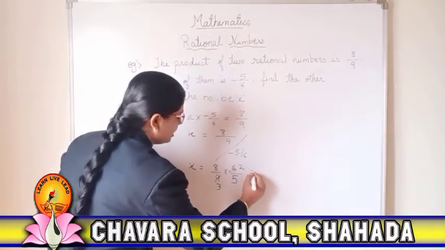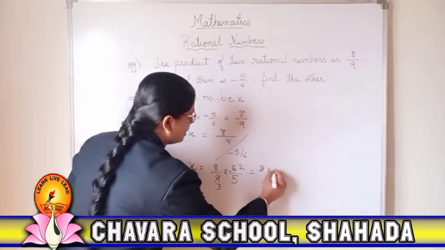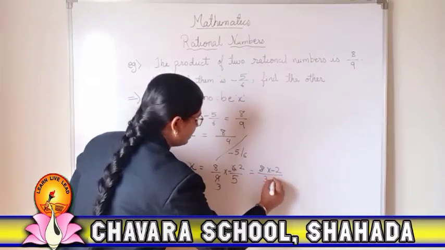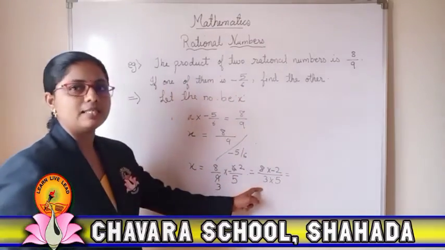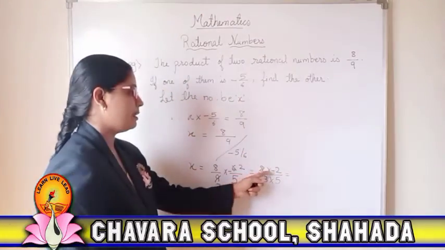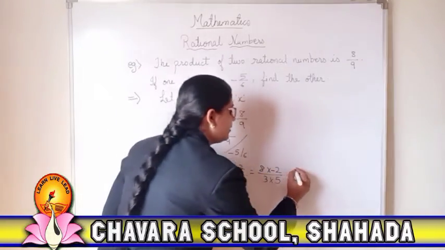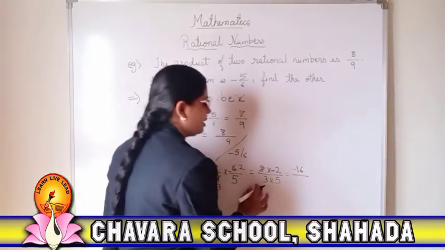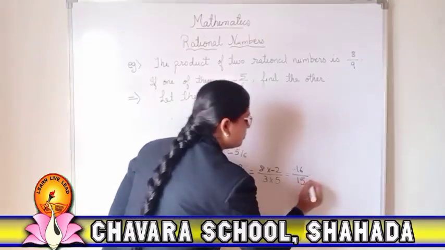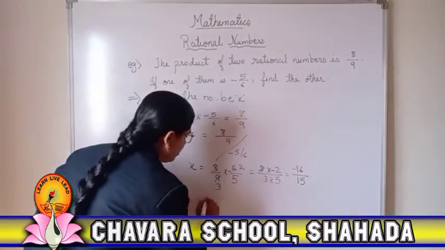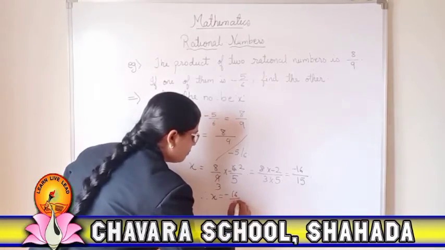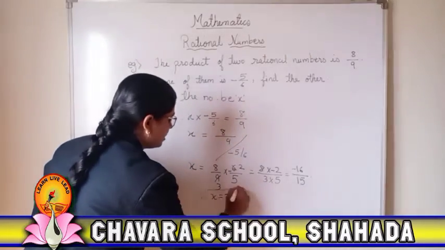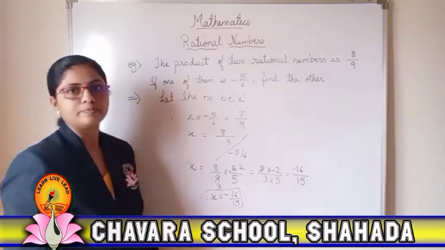So what is remaining? 8 multiplied by negative 2 upon 3 multiplied by 5. So what will be the answer here? 8 multiplied by negative 2 is negative 16 upon 3 5s are 15. And the value of the other number is negative 16 upon 15. This is the answer.